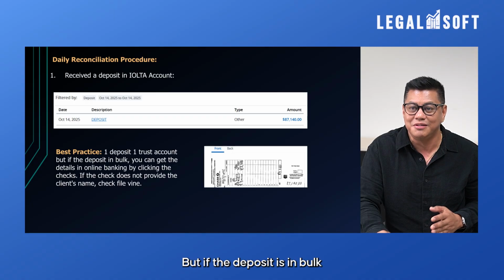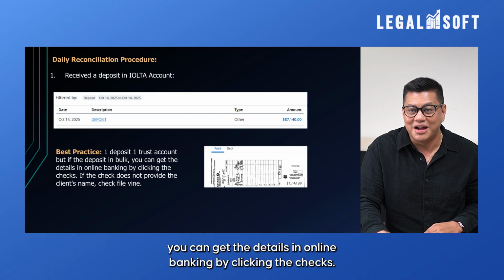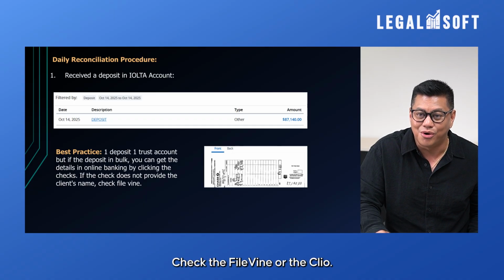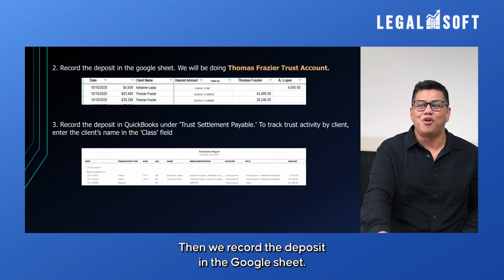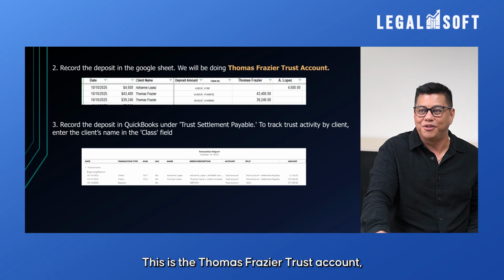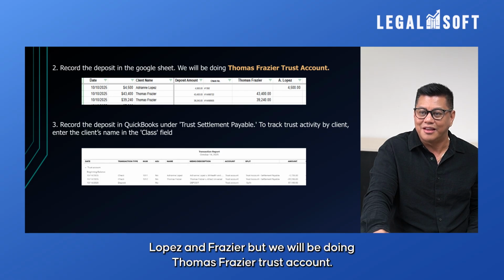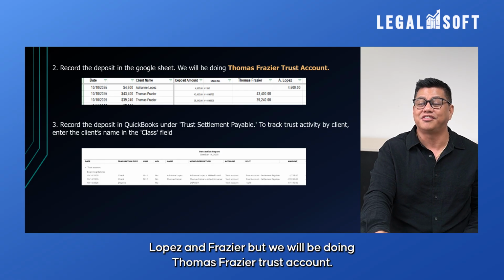But if the deposit is in bulk, you can get the details in online banking by clicking the checks. If the check does not provide the client's name, check the FileVine or the Clio. Then we record the deposit in the Google Sheet. This is the Thomas Prizer trust account. So the deposit of 87,140 is composed of two clients. We have A. Lopez and Prizer, but we'll be doing Thomas Prizer trust account.